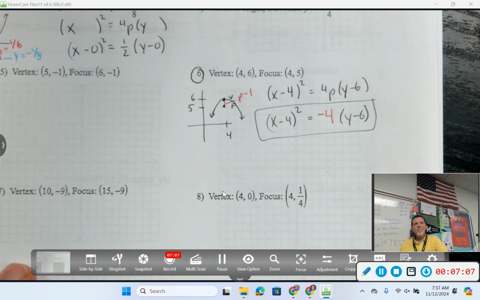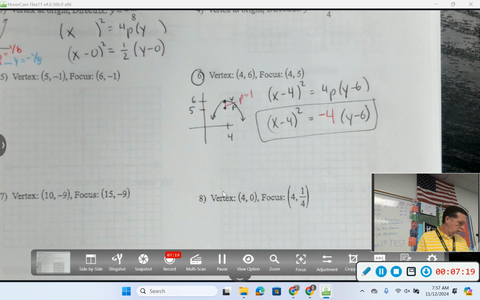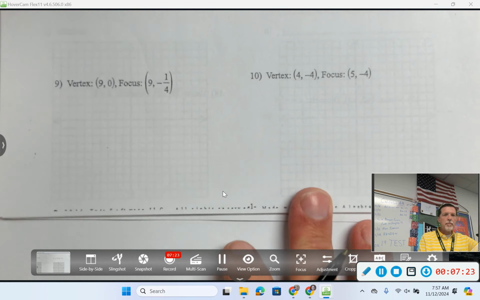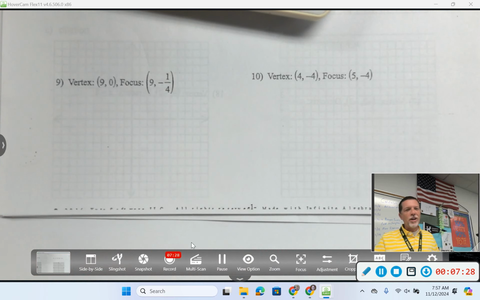So today's problems are not, I don't want to say they're not hard, but if you understand all the relationships with p and focus and vertex and directrix, then it's pretty easy. They're not hard, but that assumes you understand some things. Let's jump down and try number 9. You know what? I've done enough. Why don't you try number 9? Do it that way.